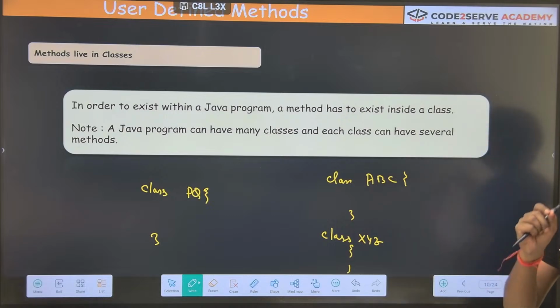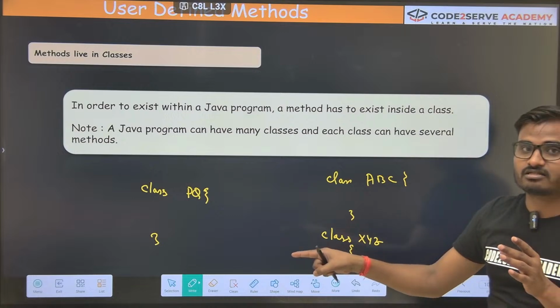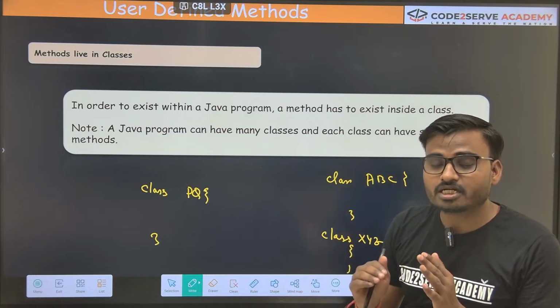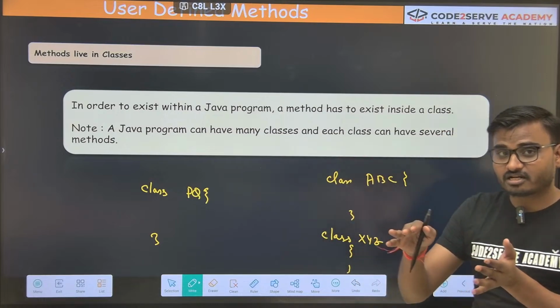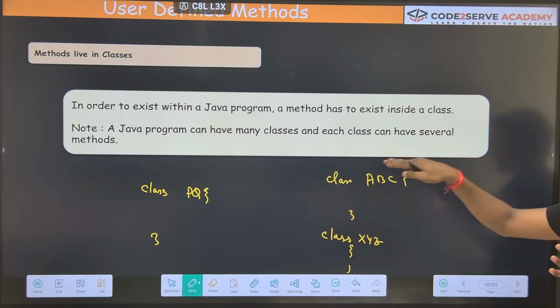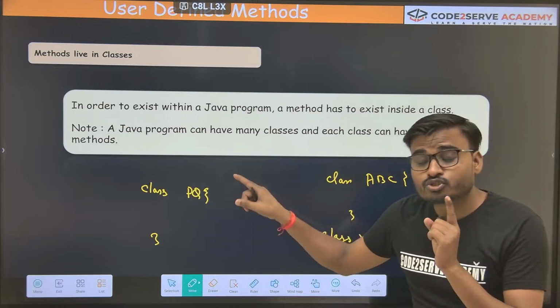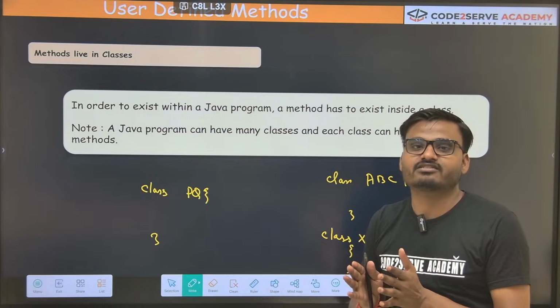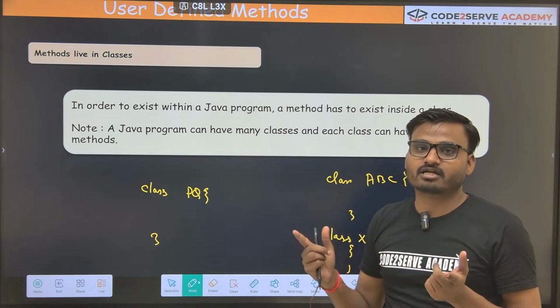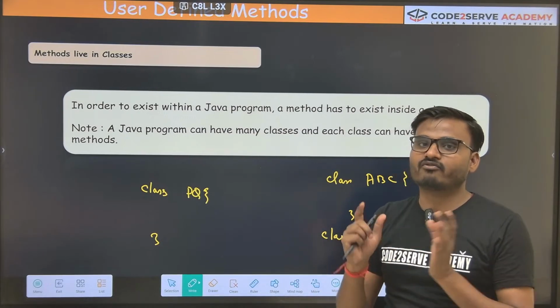Similarly, a method can only exist within a class. So this is very important. A method can exist only within the class, not outside the class. I cannot write a class here and a function over here. A function must exist within a class, not outside the class. This is very important that you have to keep in mind.